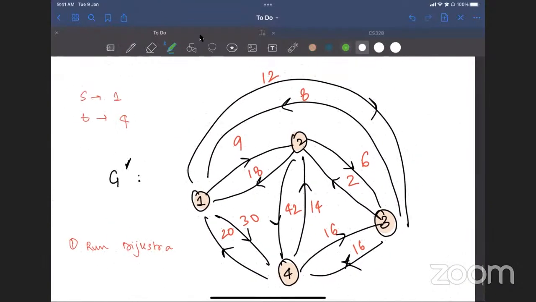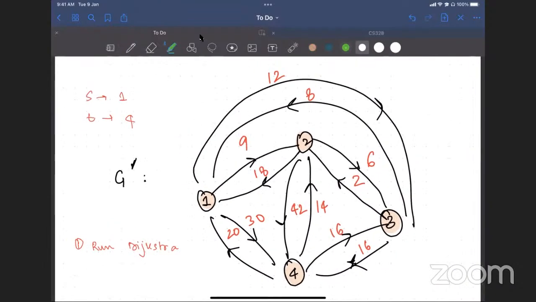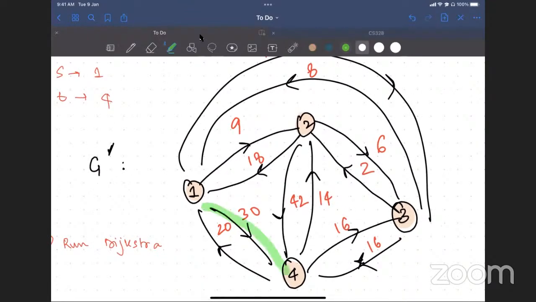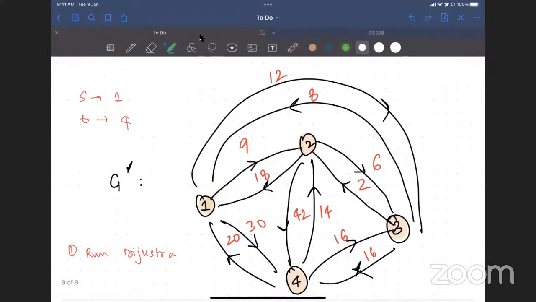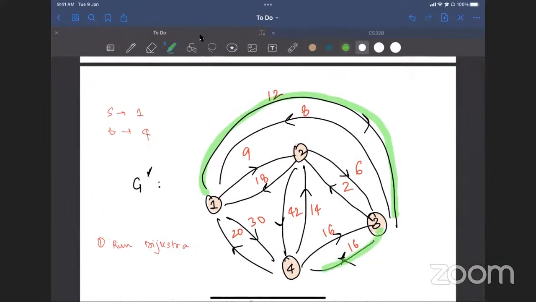So if I run Dijkstra, I am going from 1 to 4. One path is 1 to 4, but this is not the optimal path. So I go from here, I think I can just go from 1 to 3, and then go from 3 to 4. So my total weight would be 12 plus 16, 28. And that is the optimal answer as given in the test case.